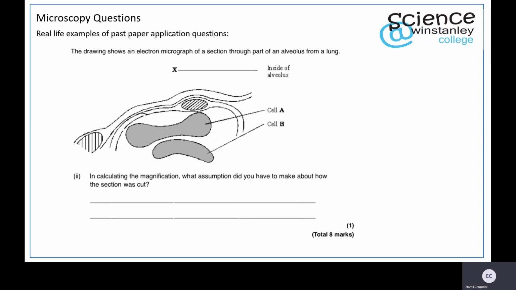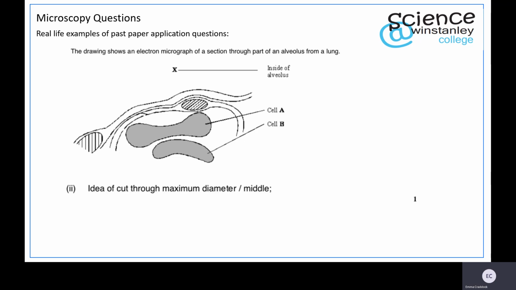The second one is in calculating the magnification. What assumption did you have to make about the section that was cut? So pause the video and have a go at answering that question. It was the idea that it's been cut through the maximum diameter or the middle of the red blood cell. So it wasn't cut a third of the way along where it'd be shorter, it was cut through the maximum distance. So 55 millimeters was the maximum diameter of that red blood cell.